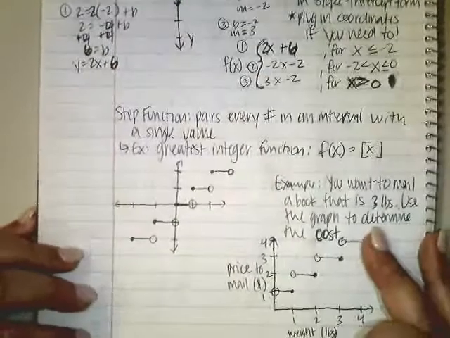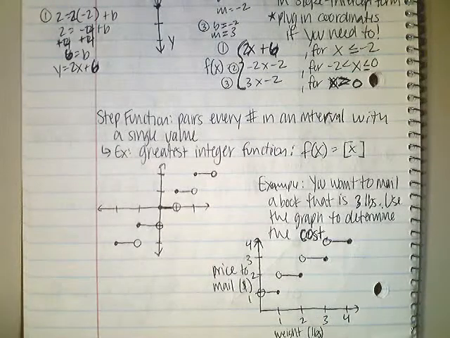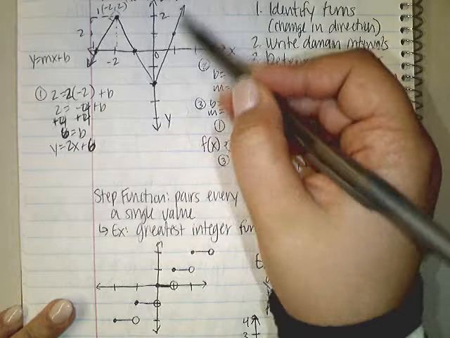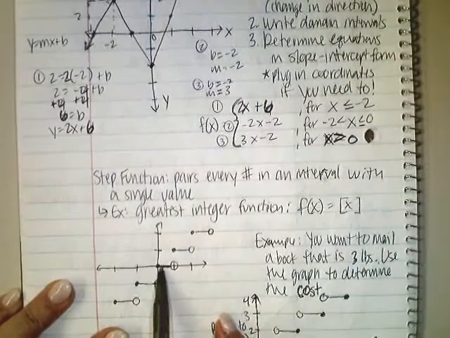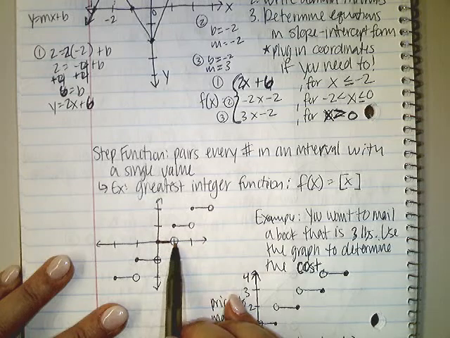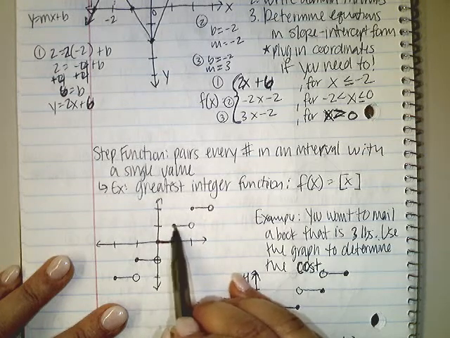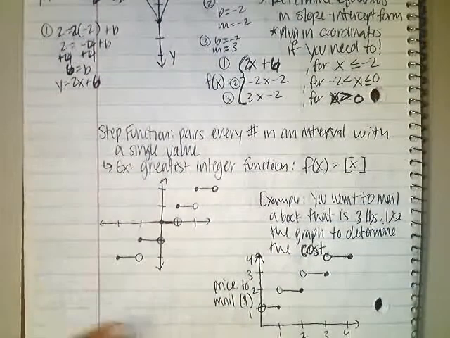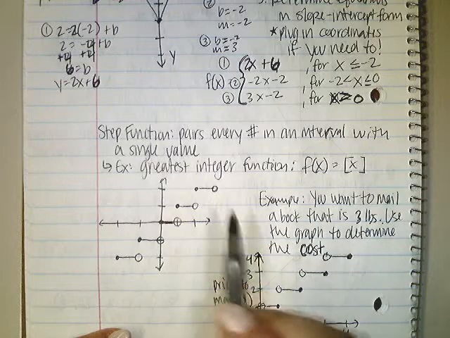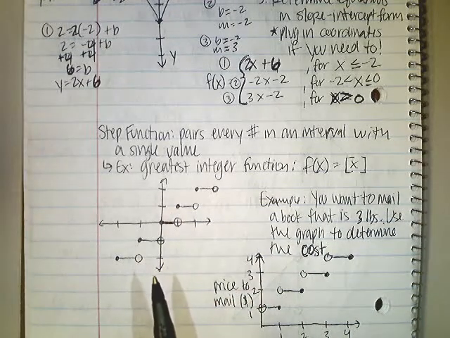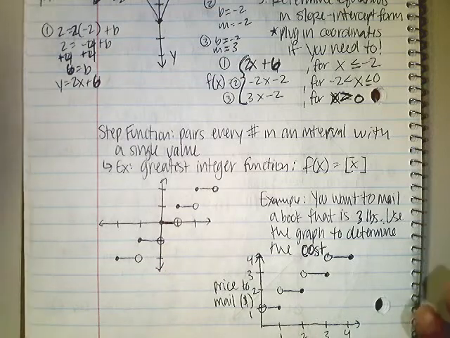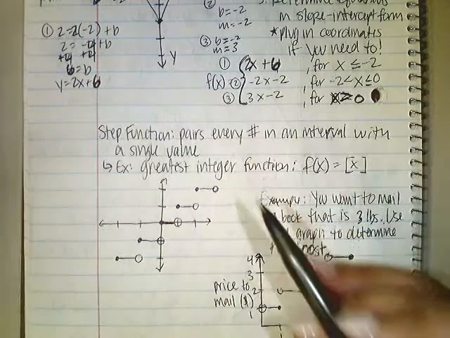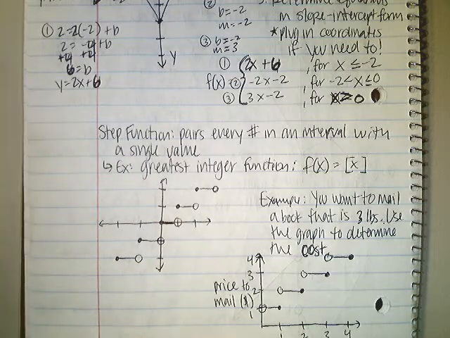All right, so last thing we're going to talk about for today is step functions. So a step function pairs every number in an interval with a single value. So instead of being one continuous function where it goes up like this, it tells you for this whole interval, so from, in this case, 0 to 1, it's always 0. From 1 to 2, it's always 1. From 2 to 3, it's always 2. So it's just a way of telling you that for this section, the only answer or only value will be a specific number. It's not going to increase or decrease on that interval. It's going to stay constant for that section.